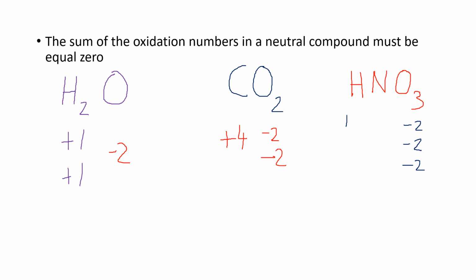Hydrogen we've said is plus 1. The only time hydrogen isn't plus 1 is when it's bonded to a metal, but we'll have a look at that in a separate rule. So therefore the nitrogen must be plus 5, so that the pluses add up to plus 6 and the minuses add up to minus 6, and therefore the compound is neutral.